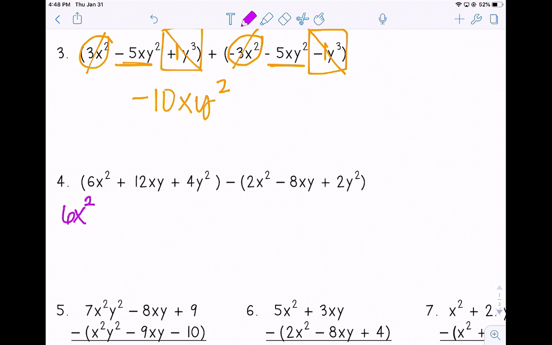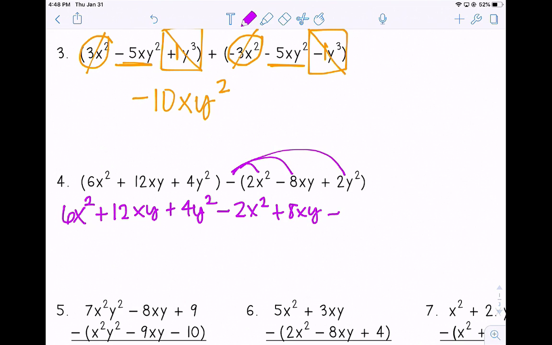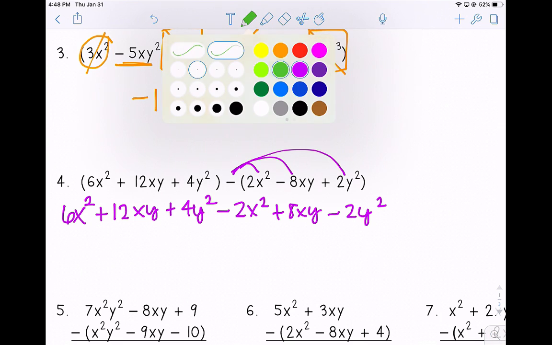So 6x squared plus 12xy plus 4y squared. Then minus 2x squared plus 8xy minus 2y squared. At this point, now I combine like terms.